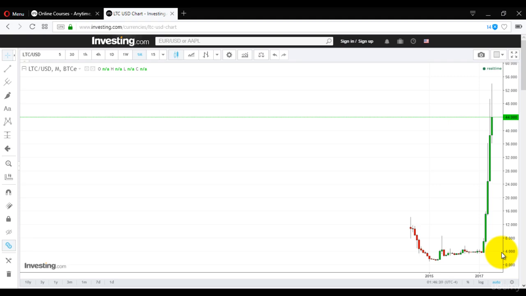Hi guys, today we will discuss Litecoin support and resistance levels. This is the Litecoin US dollar chart on the monthly basis, taken from the BTC exchange.